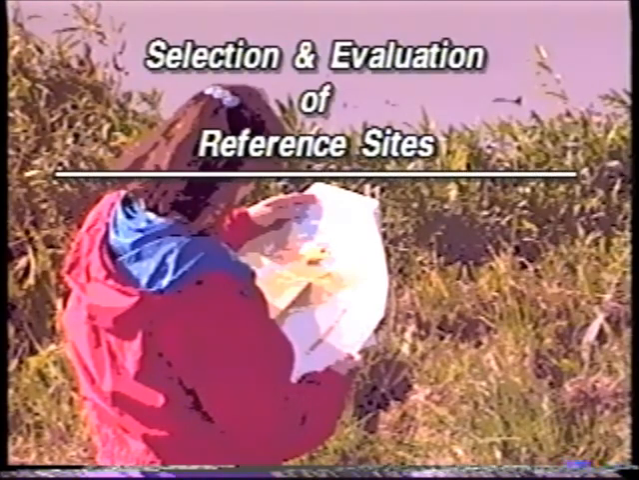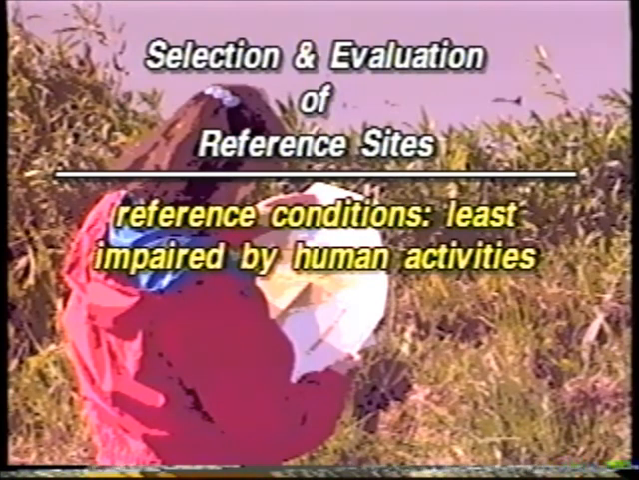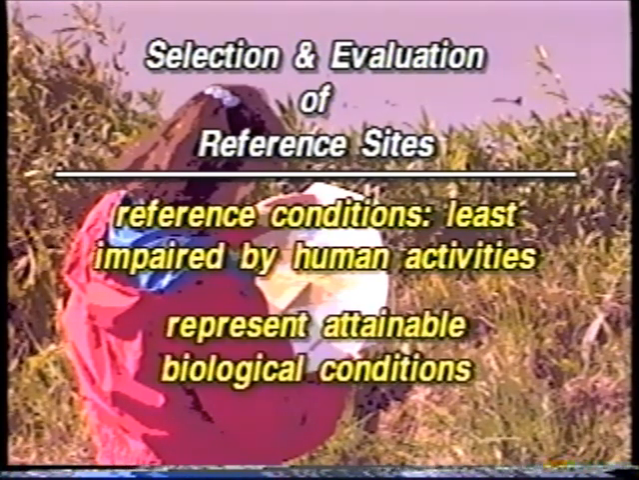In selecting and evaluating reference sites, keep in mind that reference conditions should embody the characteristics of water body segments that are the least impaired by human activities and should represent the attainable biological conditions required by the aquatic use the state or Indian tribe wishes to protect.